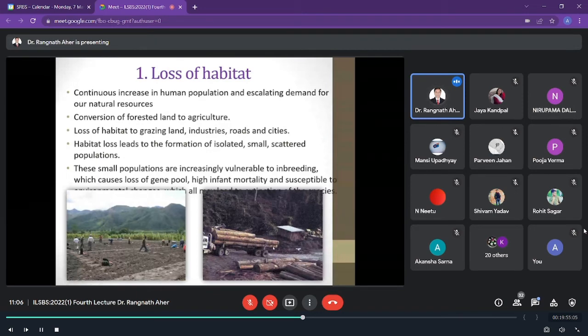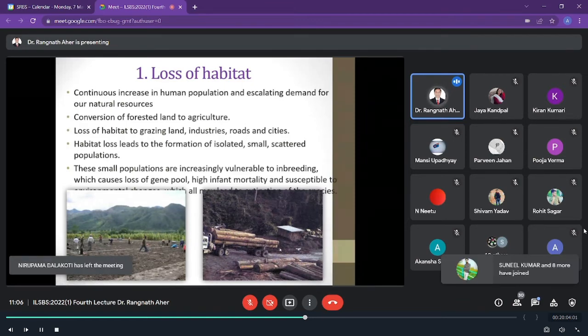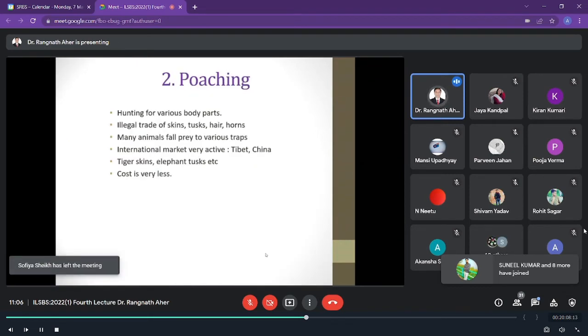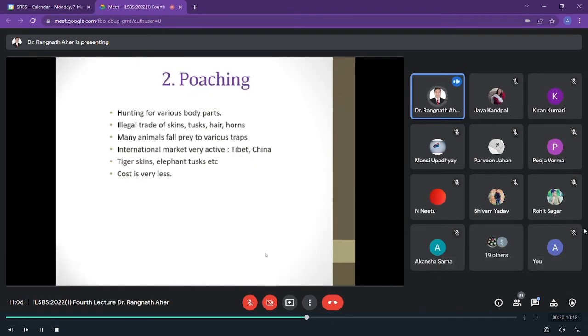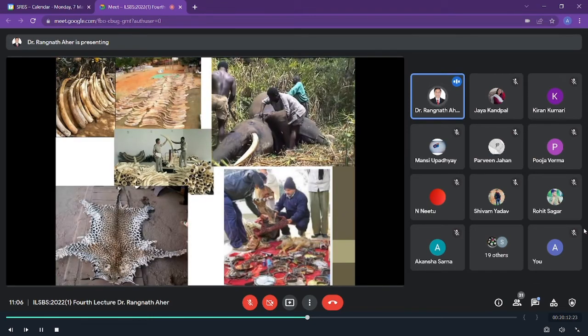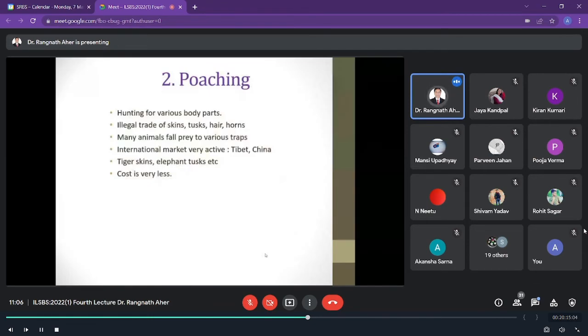As well as this second picture clearly shows that a large amount of forest is harvested for different things. This is a good example of loss of habitat. See, this is poaching, the hunting of various body parts, humans hunting for various body parts for their beneficial or economic point of view.